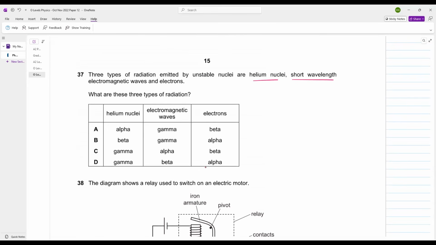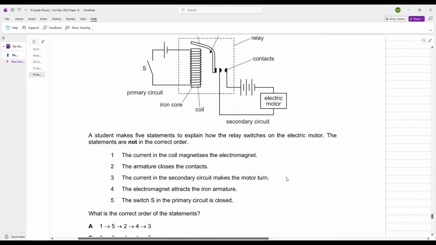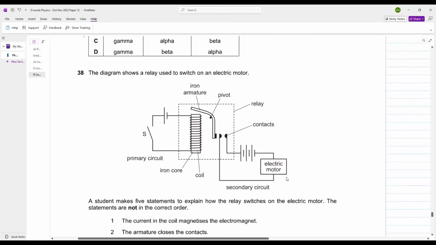Three types of radiation emitted by unstable nuclei are helium nuclei, short wavelength electromagnetic waves, and electrons. What are these types of radiation? हीलियम न्यूक्लियाई किसको रिजेंबल करती है, अल्फा पार्टिकल को। इलेक्ट्रोमैग्नेटिक वेव्स किसको रिप्रेजेंट करती हैं, गामा रेज को। इलेक्ट्रॉन्स किसे रिप्रेजेंट करते हैं, बीटा पार्टिकल्स को। 37 का आंसर है.